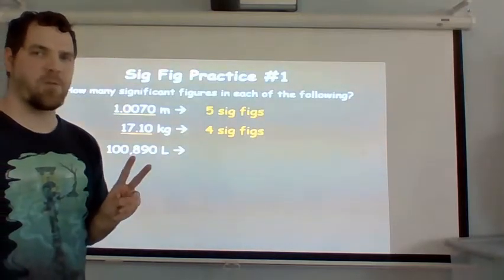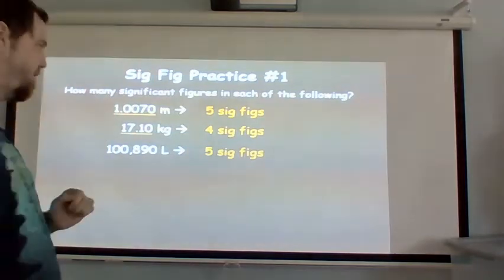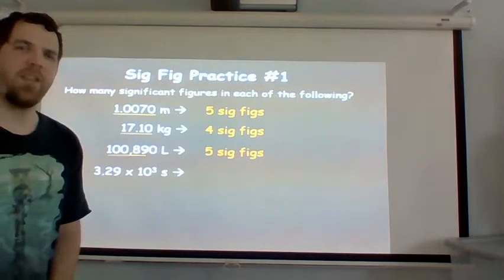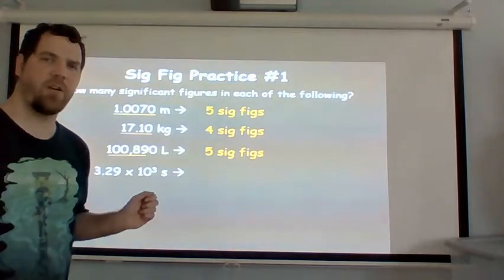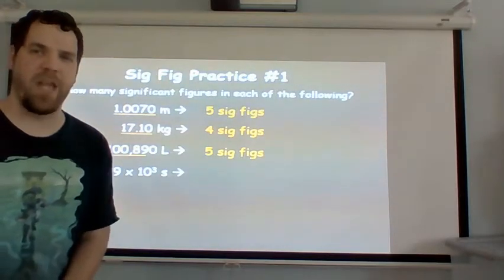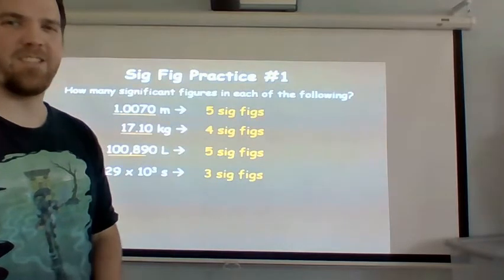The 2 captive zeros count, but the one at the end does not. It only has 5 sig figs: 1, 2, 3, 4, and 5. This actually has all numbers here. The times 10 to the third is just adding zeros at the end, so it doesn't change the numbers. This has 3 sig figs.